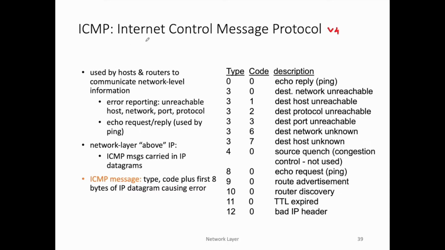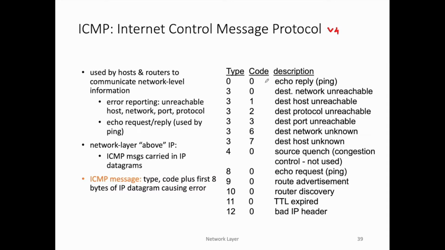Internet Control Message Protocol is used by the routers and the hosts to communicate network level information, and most importantly, it is used for error reporting, right? And by the way, this ICMP message is carried inside the IP datagram, just as we carry either a TCP or UDP segment. So it's above the IP, right?